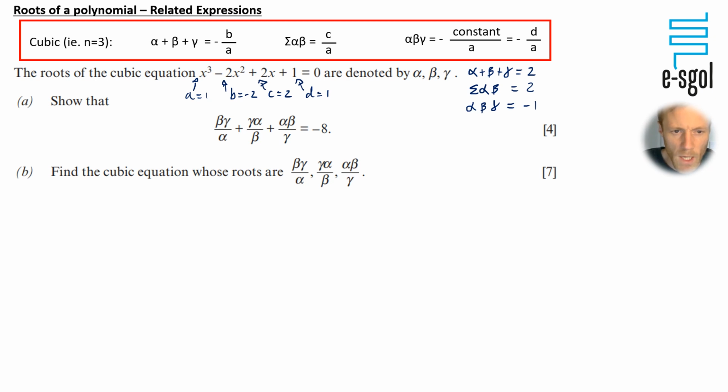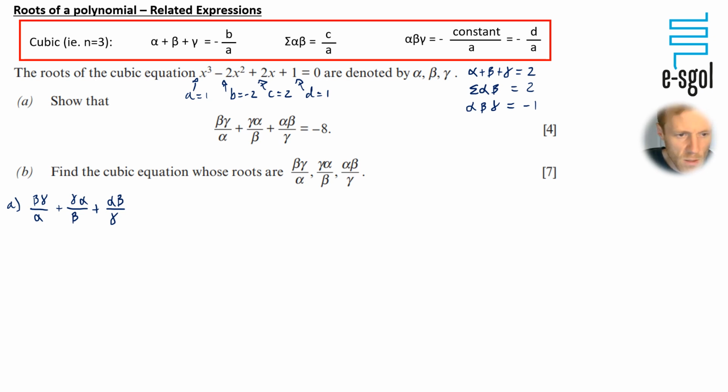So question a, show that, and then they've done some manipulation of the roots and show that it equals -8. So I'll take what they've written, beta gamma over alpha plus gamma alpha over beta plus alpha beta over gamma, and I don't want to just make it equal -8, maybe I'll think about how I can combine this all as a single fraction.